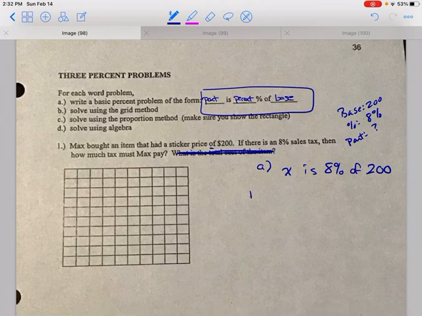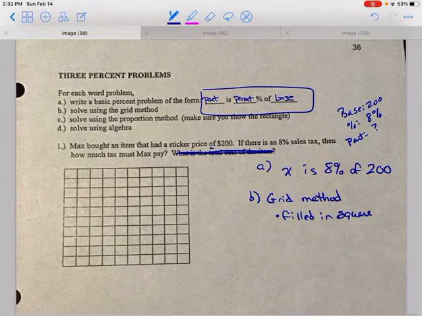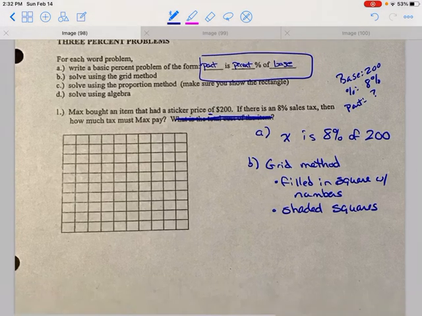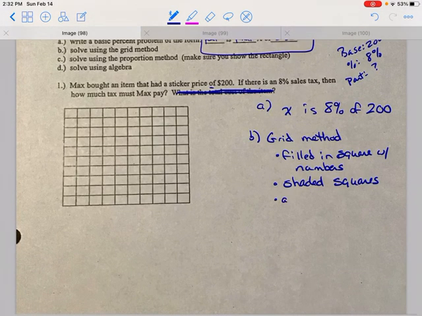For part B, you're going to use the grid method. So what I need to see on this, I need to see the filled in rectangle with a number. I'm sorry, filled in square. The filled in square with the numbers. And I need to see your shaded squares. Okay, so I'll be looking for that, and then any work that you needed to get to the answer.